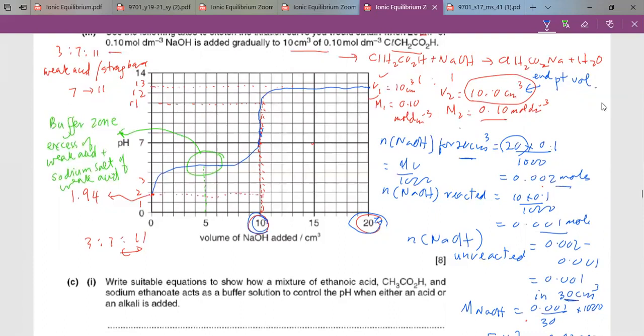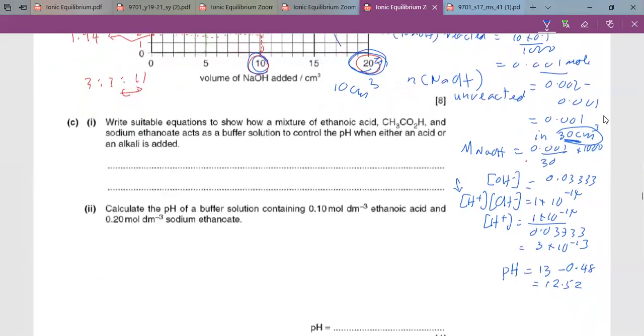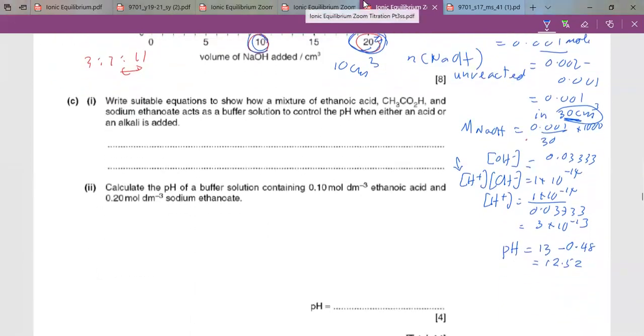In total of 30 cm³, because of 20 of NaOH plus 10 cm³ of your acid, isn't it? Yes, so it's 30 cm³. So the molarity of NaOH is what? 0.001 over 30 times 1000, so it's equal to 0.00333. So this is OH minus. Now to find the pH, of course, you use the ionic product of water, and from here it is 12.52. You can look over it again later with your YouTube, whatever.